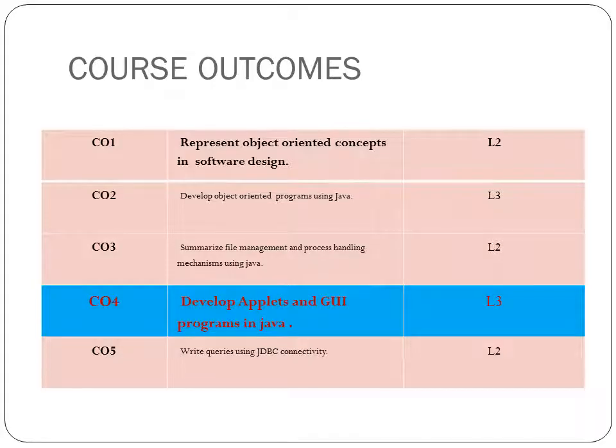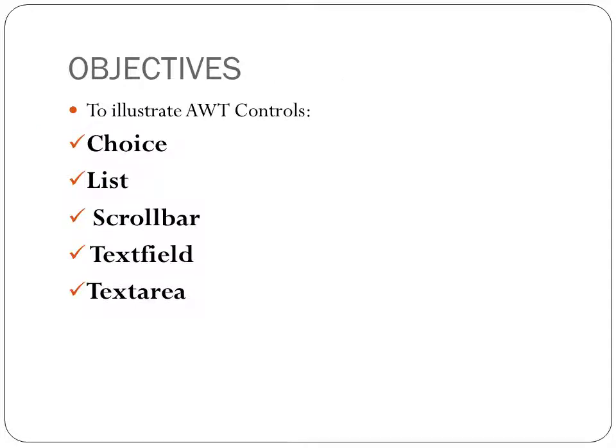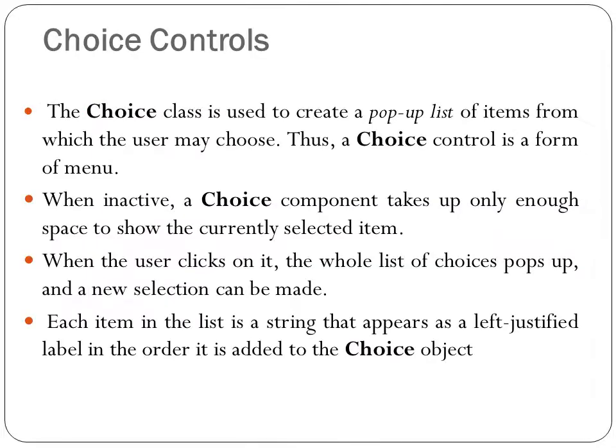The course outcome is that after studying this topic you will be able to develop applets and GUI programs in Java, and you will be able to handle events of various controls like button, checkbox group, choice, list, text area, text field, etc. In the first session, we familiarized AWT controls like label, button, checkbox and checkbox group. In this session, we will be familiarizing AWT controls choice, list, scroll bar, text field and text area. Let's understand each control in detail.